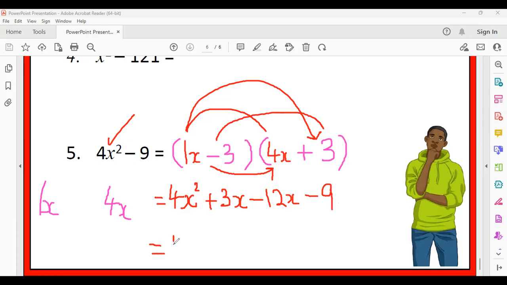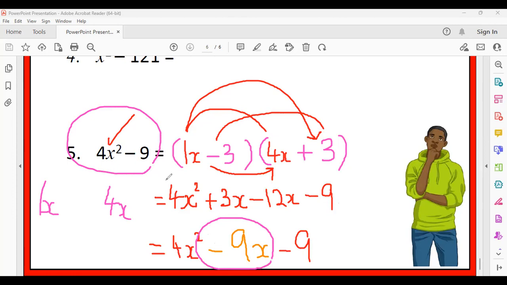Now what happens? You rewrite it. 4x squared, 3x minus 12x. That gives you negative 9x. Okay? Go back and then minus 9. So you see your x didn't disappear. You have an extra minus 9x which is not in your question. And that's because you used the different factors. If you use these factors, this is how your expanded equation looks like. Do you now agree? Do you understand how the factors are so important? Okay?